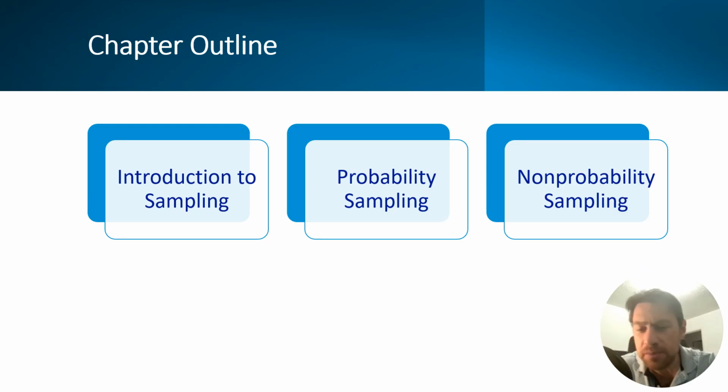So this chapter is broken down into 3 sections. One is an introduction to the topic of sampling. 2 is probability sampling. And 3 is non-probability sampling. And we'll learn what these terms mean in the appropriate section.